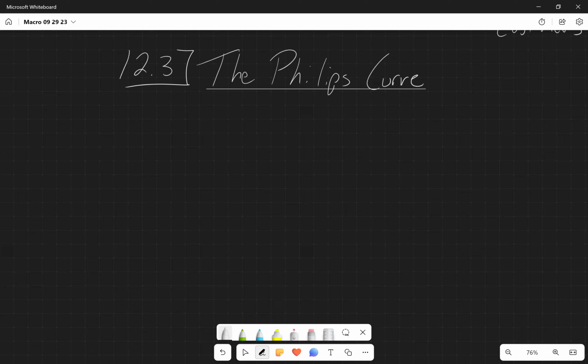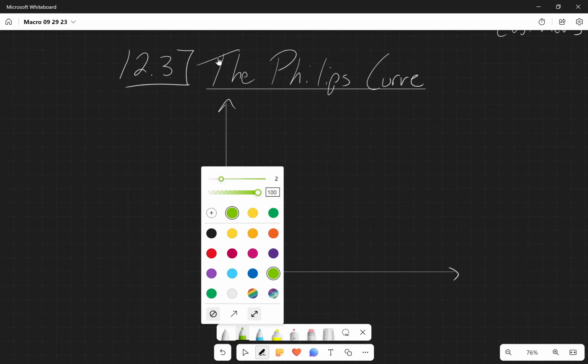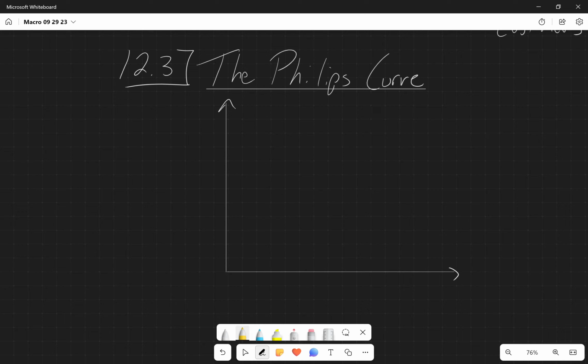So before we delve into the Phillips curve, let's take a step back to when we first started to learn about aggregate demand and aggregate supply. And we talked about the different zones that we have, right? If we have an upward sloping curved short run aggregate supply curve. Actually, let's draw this a little bit better. Okay.